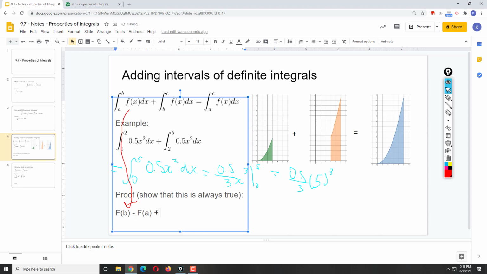Next, we have the integral evaluated from b to c. That's big F c, again, big F is the antiderivative, minus big F b. But then the big F of b minus big F of b just cancels. That's big F of c minus big F of a, and that's just equal to the integral from a to c of f of x dx. So that's the proof. Proof shows that it's always true. Okay.